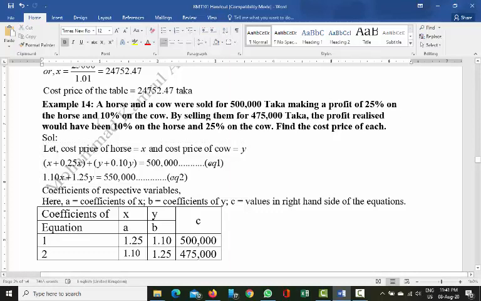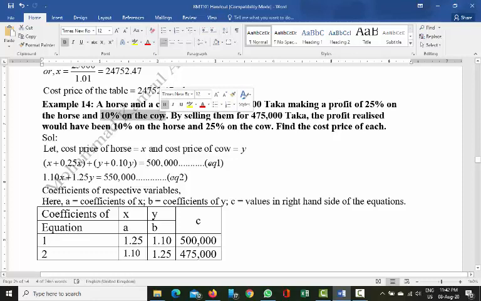So 25% profit means that X taka is the cost, and you can make a 25% profit on the cost. So 25% means 0.25 on the cost. That means the profit will be 0.25 into X.